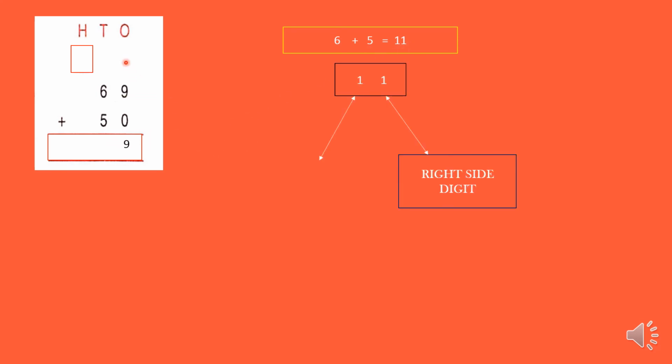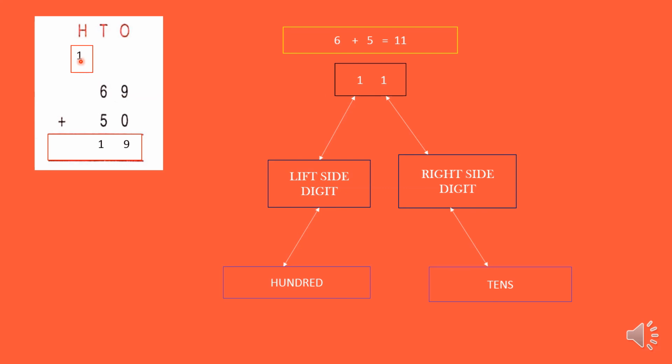So always, the right side digit will go under the tens column. Okay, the left side digit will go under the hundreds column or will go for carry over. Yes or no? So I'm writing 1 into the tens column. Next, 1 I'm writing here into the hundreds column. So did you understand, children? Right side digit under the tens column, left side digit under the hundreds column. Okay, here nothing is there to add, that's why I'm bringing down this one here like this. So this is the answer.